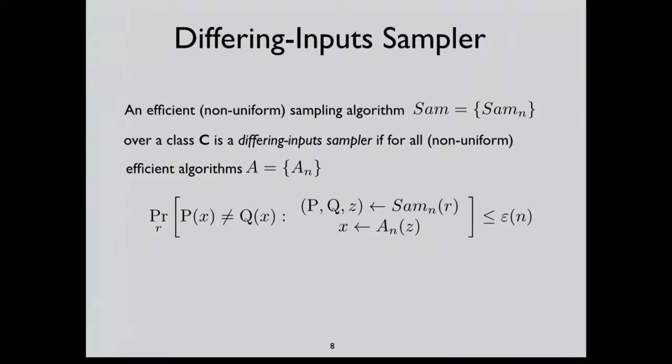So this is the notion of a differing input sampler, and I want you to pay attention to these two entities here. The sampler has random coins R, but the same coins are not provided as auxiliary input to the attacking algorithm. So the sampler can choose to output any auxiliary information, and that is the auxiliary information that the attacking circuit has to use to find a differing input. So this is the existing notion of DIO.